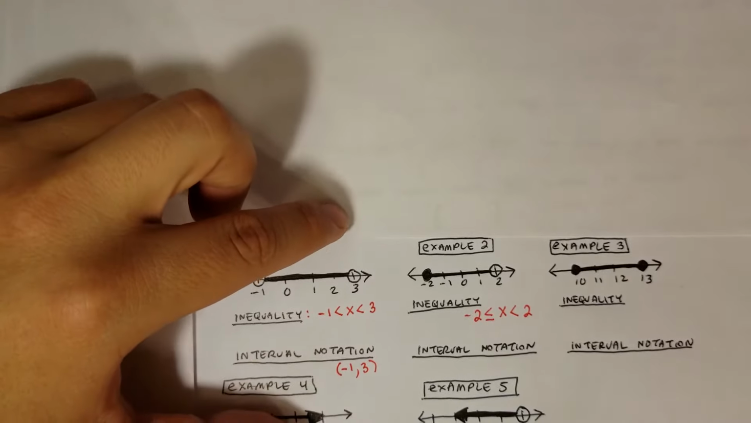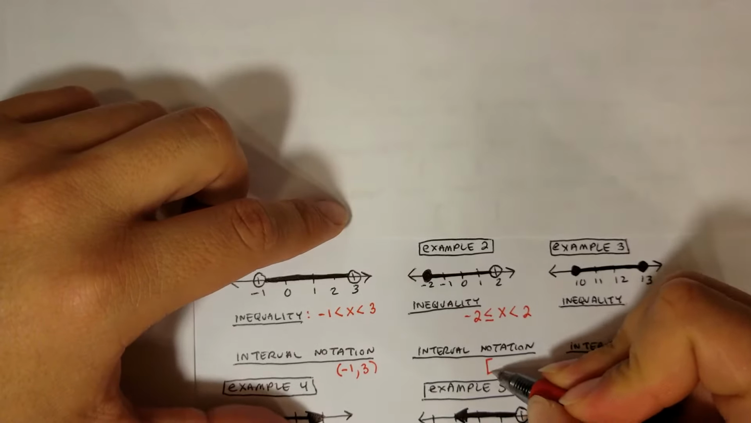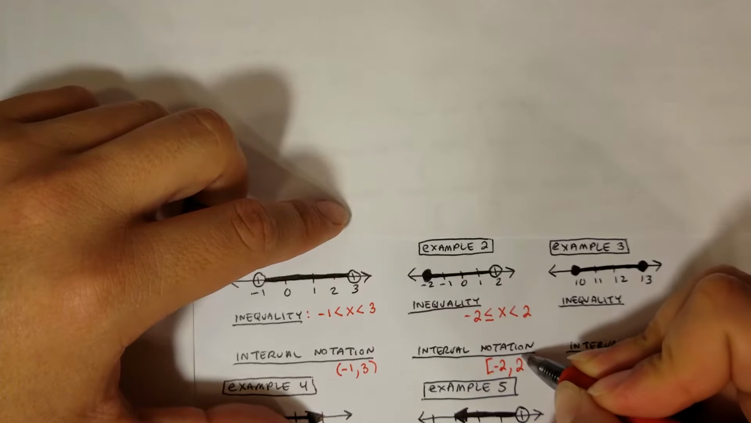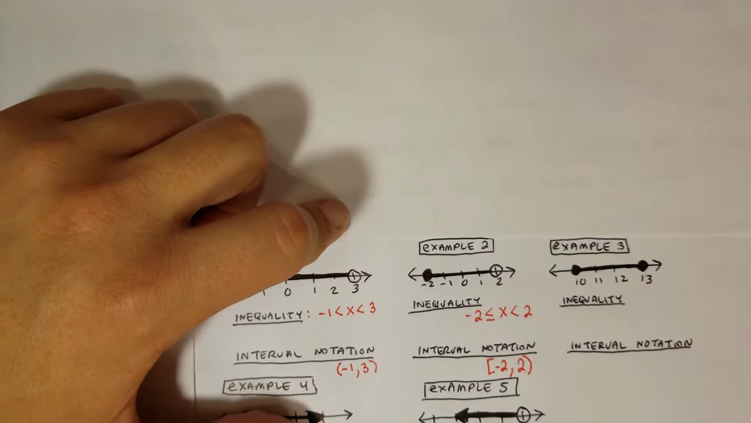Let's say the same thing in interval notation. So this is actually including the -2, so bracket -2, comma, all the way to +2, not including the 2, so we're going to put a parentheses on that.